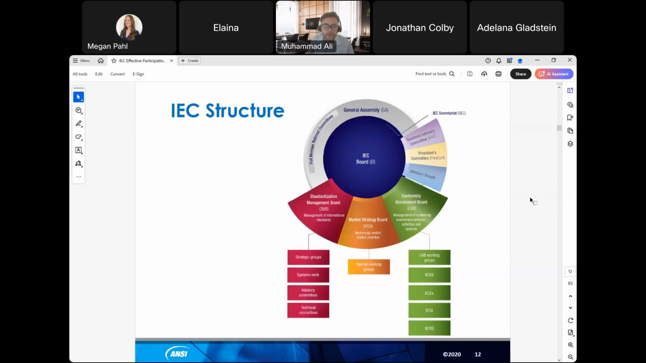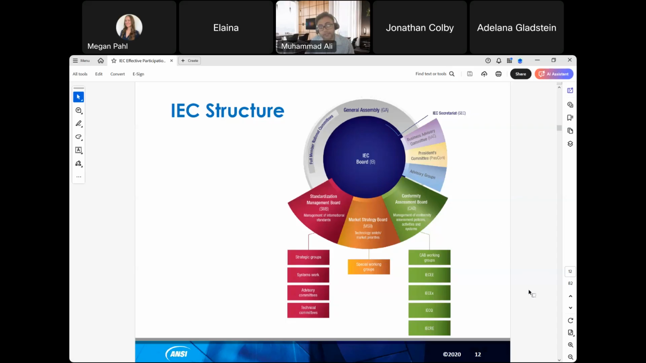So the structure of IEC. The structure of IEC, as you can see on the screen, is a little bit complex, which starts with the General Assembly. So the General Assembly, you can think of it as kind of like an annual plenary meeting for all the members of IEC. Now, the members of IEC are not individuals or companies. The members of IEC are the countries, and that's what they call them, national committees. These are the national committees that are represented in this General Assembly meeting each year.